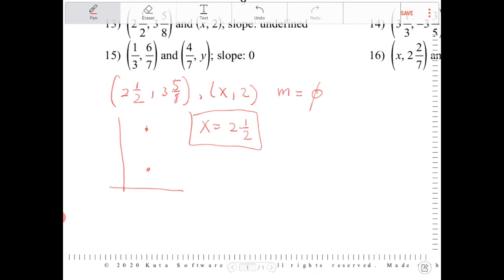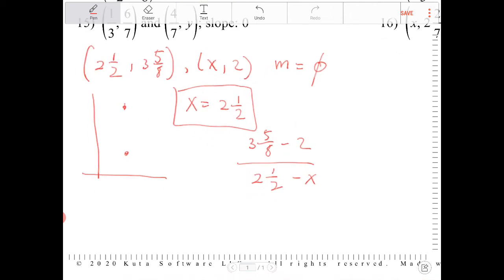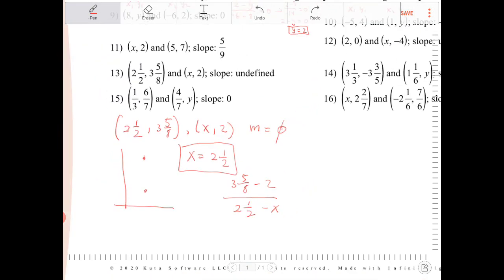And this is also true if you think about it, right? If I have 3 and 5/8 minus 2 all over 2 and 1/2 minus x, regardless of what the numerator is, it doesn't matter. If ever we divide by 0, which is what's going to happen in the denominator, what has to be x in order for the denominator to go to 0? It would have to be 2 and 1/2.